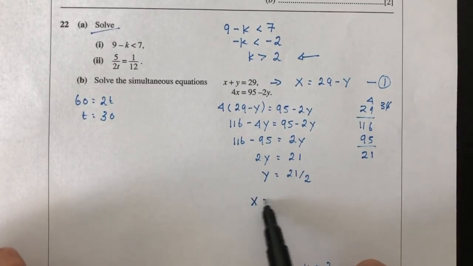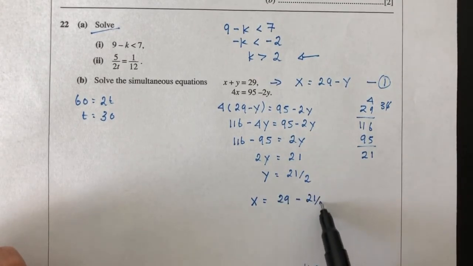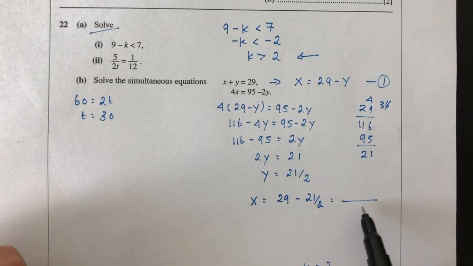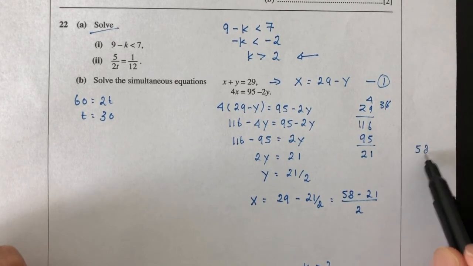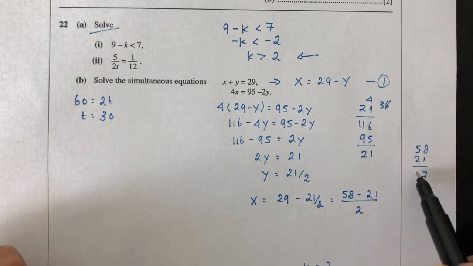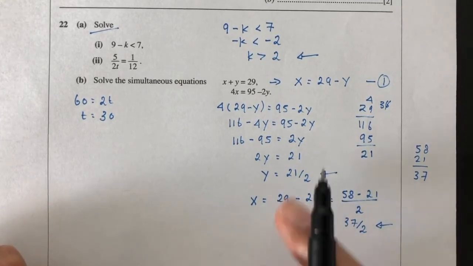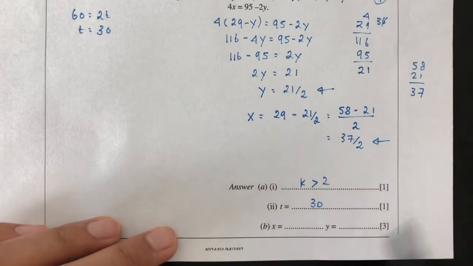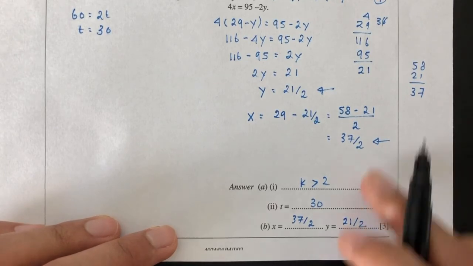Now we have to find the value of x. X will be 29 minus 21 over 2. LCM will be 2 on the base, and then that will be 58 minus 21. So 58 minus 21, that will be 37 over 2. So we have found the value of x and y. So x will be 37 over 2, and y will be 21 over 2. You can always simplify those if you want to.